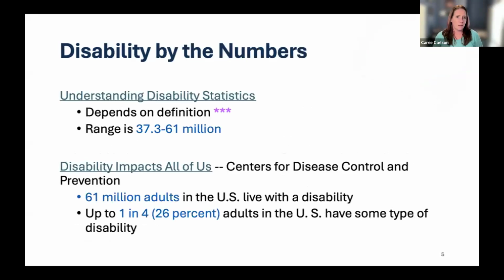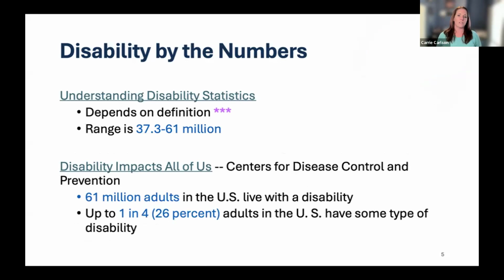And disability by the numbers, right? Understanding the disability statistics. And this really depends on the definition. And anything with those little 3 stars, I learned this from Wendy, it is something that is important or that we're going to cover later on, right? I'm going to go over this a little bit more. But it depends on the definition, right? And there are ranges, from 37.3 to 61 million.